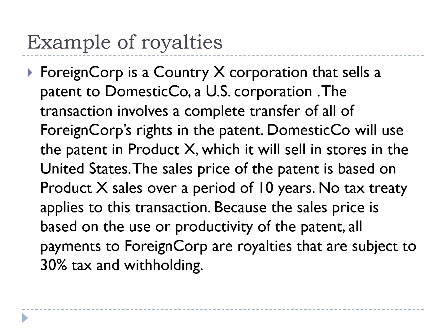Foreign Corp is a Country X corporation that sells a patent to Domestic Co., a U.S. corporation. The transaction involves a complete transfer of all of Foreign Corp's rights in the patent. Domestic Co. will use the patent in Product X, which it will sell in stores in the United States. The sales price of the patent is based on Product X sales over a period of 10 years.